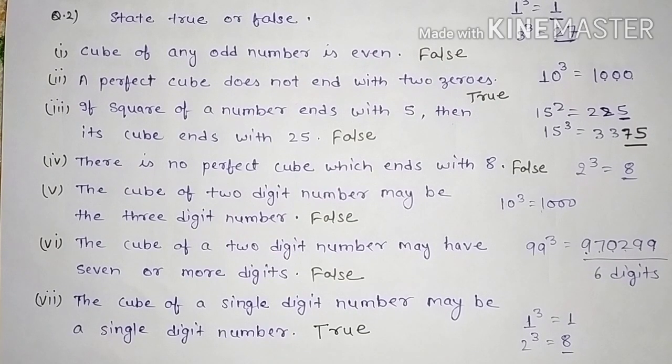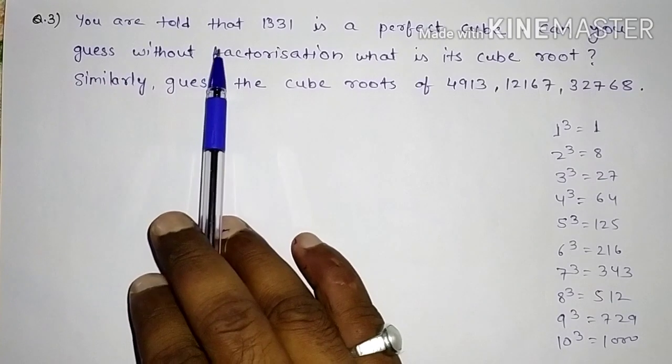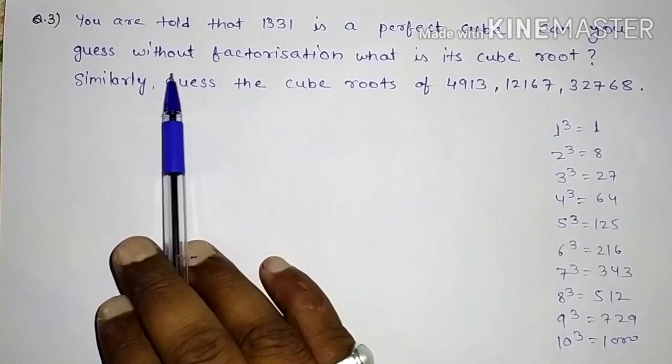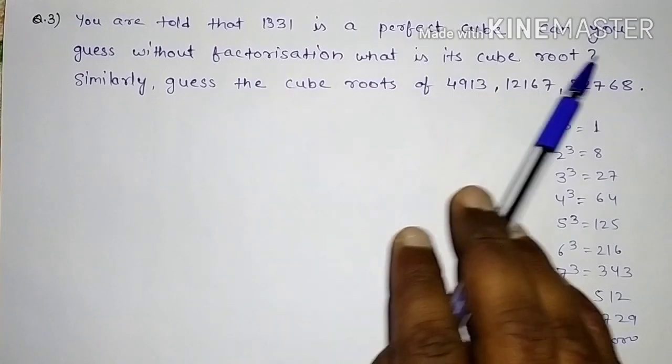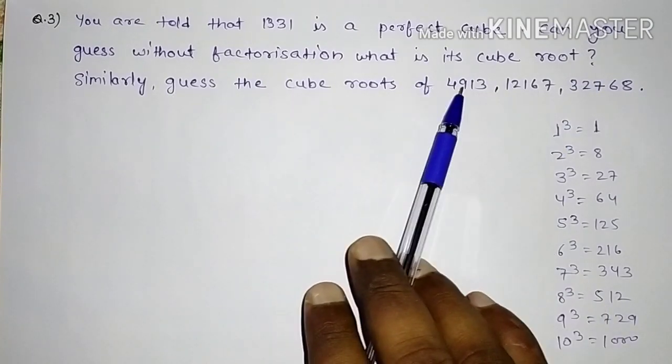This is the complete explanation of the previous question. Now question number 3. The question is, you are told that 1331 is a perfect cube. Can you guess without factorization what its cube root is? Similarly, guess the cube roots of these three numbers.